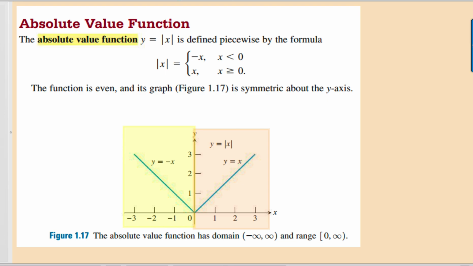All right, absolute value is one of the most famous piecewise functions, and so this is the way we write it when we're not using the symbol. It's going to be very important that you be able to do that.